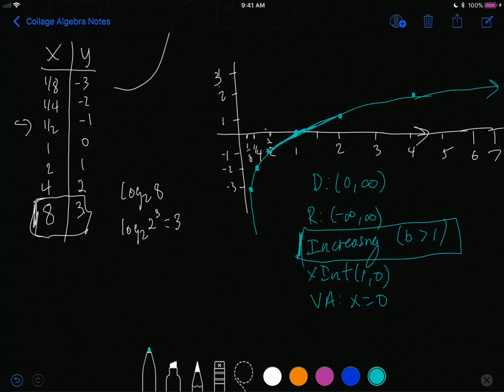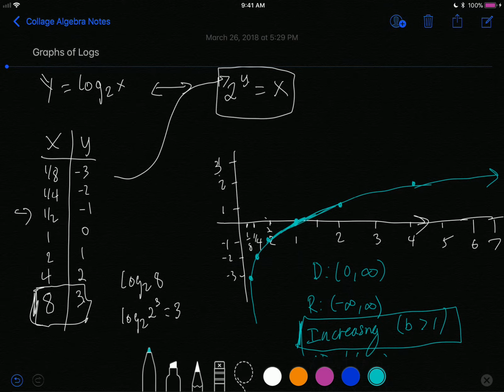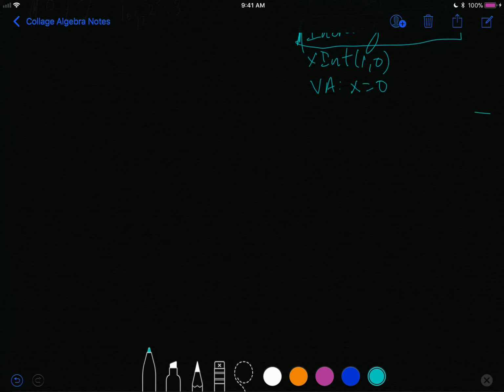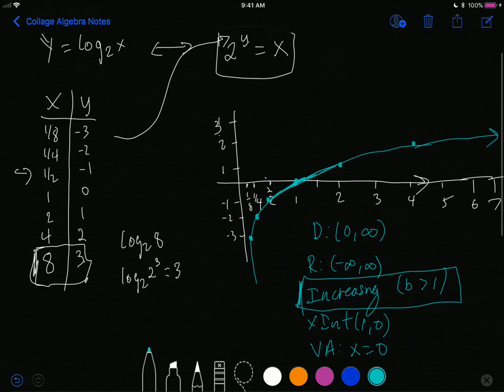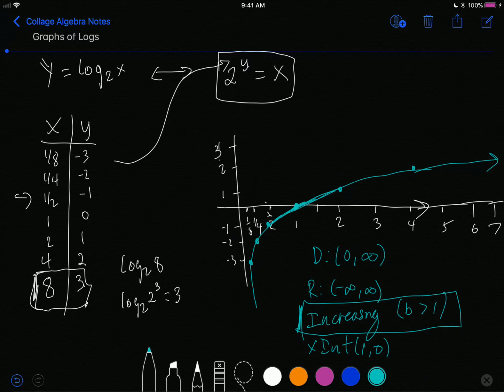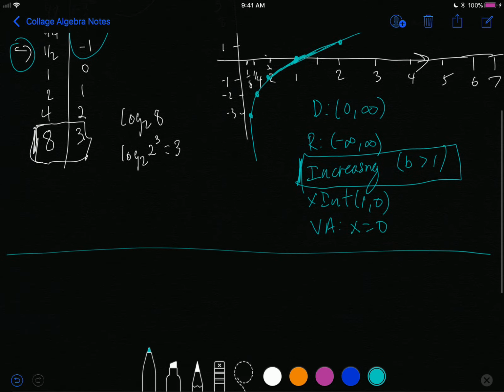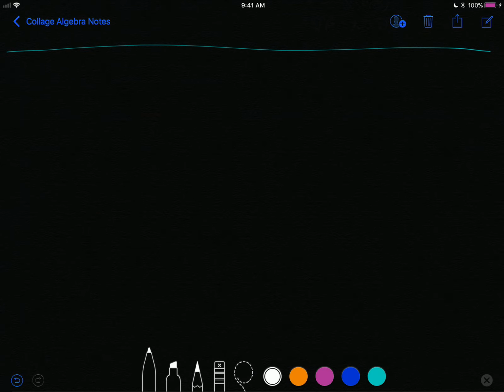Let's get an example of one that's decreasing. I had log base 2 right here, so let's try right here. Last thing I want to point out is that logs can be negative. When you plug a fraction into a log of base greater than 1, you get a negative answer. Interesting, yeah. So let's try graphing this one right here.